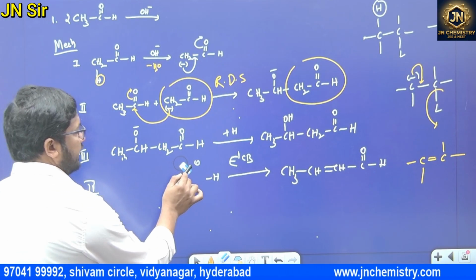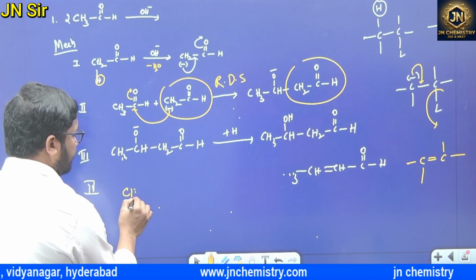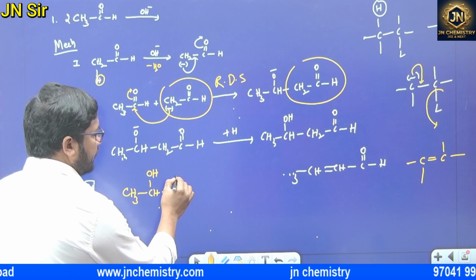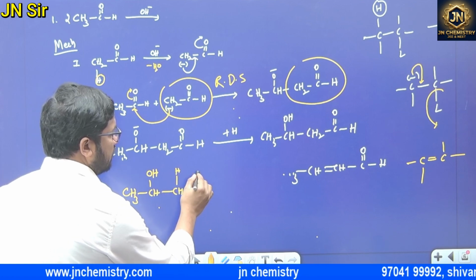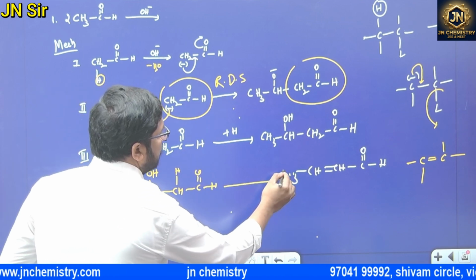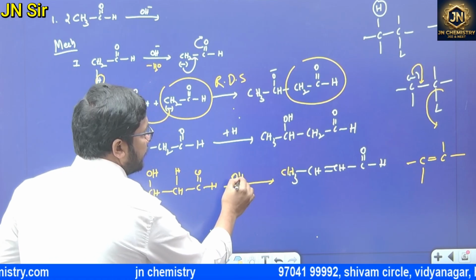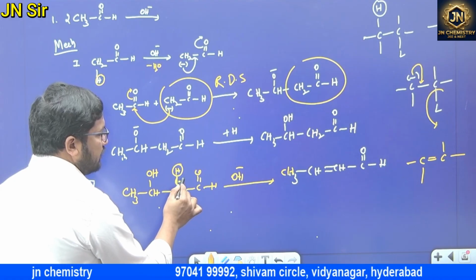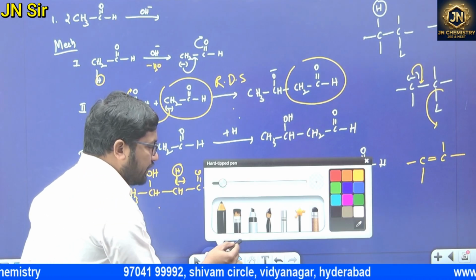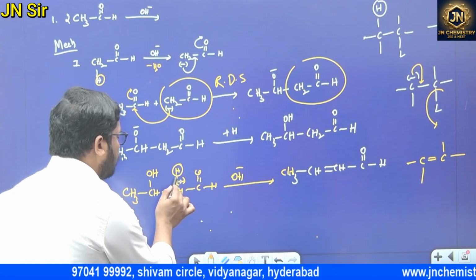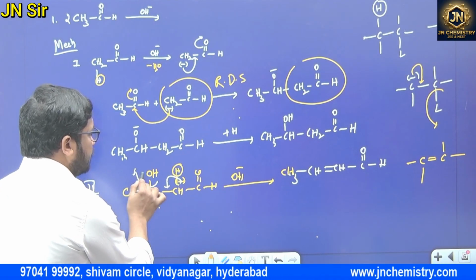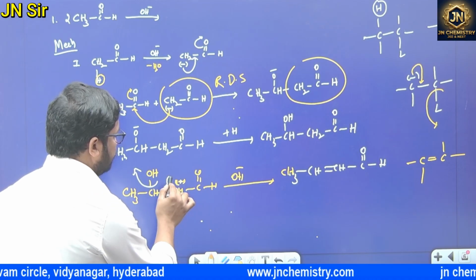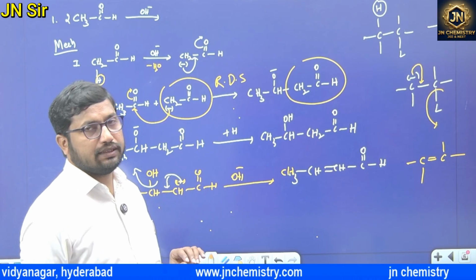I'll write this E1CB clearly. So CH3, COH, right? CH. I'm writing the H here above. Right now, first the base, what I told, this base abstracts this proton. So then what exactly happens? We'll get the negative charge. Then the negative charge comes over here, right? So the OH is going out. Simply this reaction takes place. These are the 4 steps.